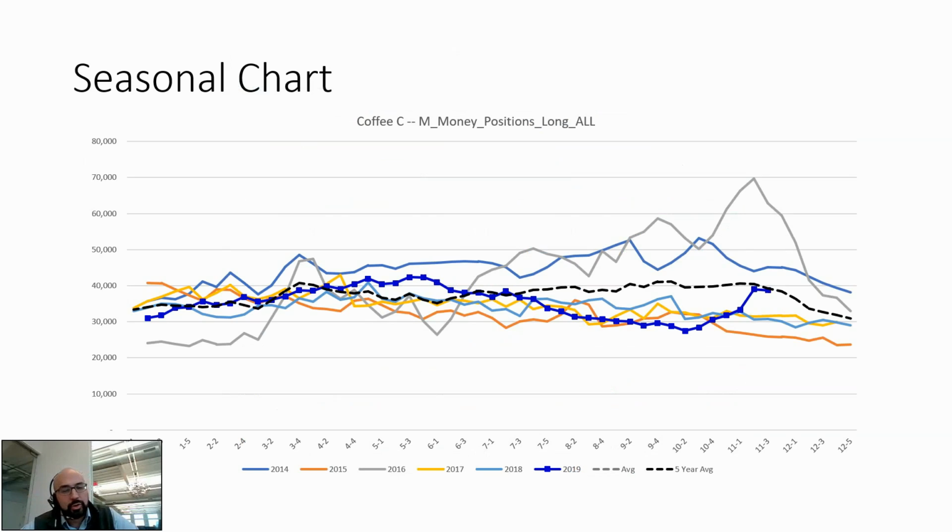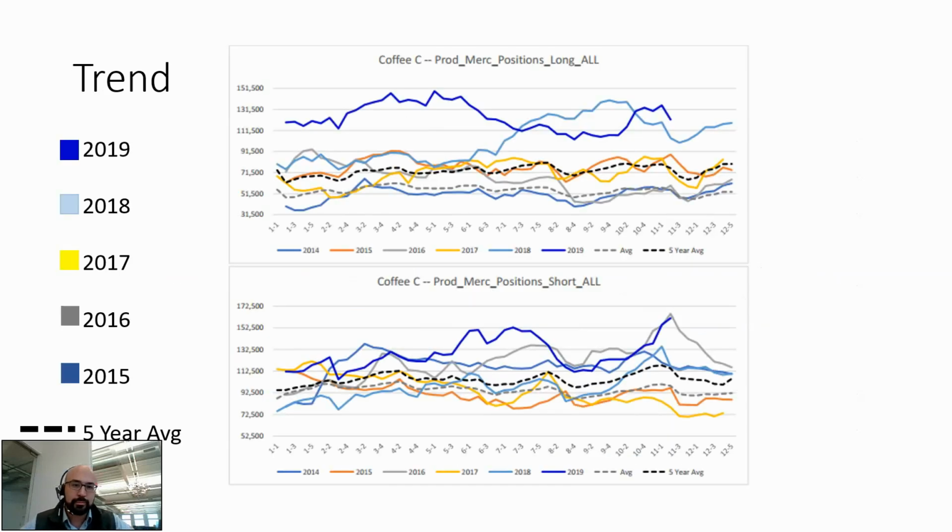Also note that the largest producer of coffee, Brazil, is most vulnerable to frost in July. Here you can see the average spec position increasing during that period as speculators build long positions around that time in anticipation or reaction to frost. The next thing we want to look for are trends.